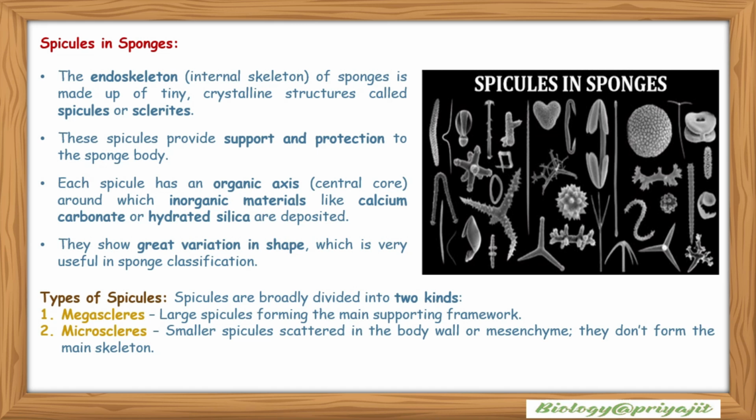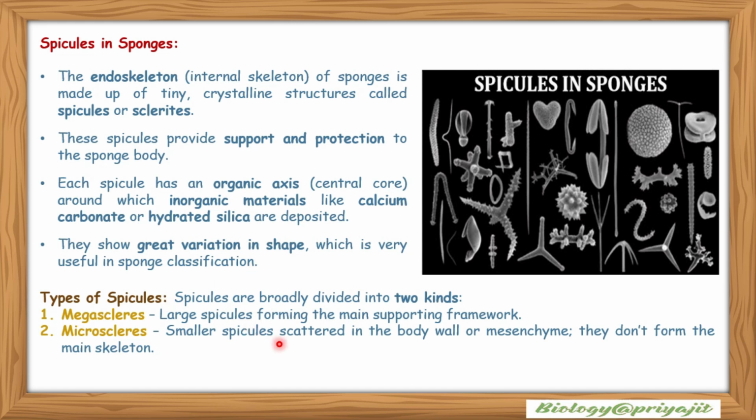Spicules in sponge. The endoskeleton or internal skeleton of sponge is made up of tiny crystalline structures called spicules or sclerites. These spicules provide support and protection to the sponge body. Each spicule has an organic axis or central core around which inorganic materials like calcium carbonate or hydrated silica are deposited. They show great variation in shape, which is very useful in sponge classification.